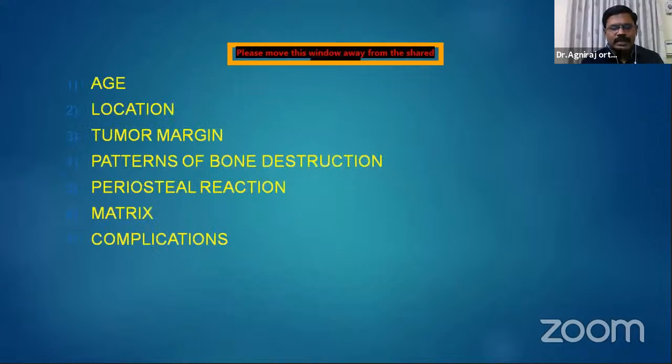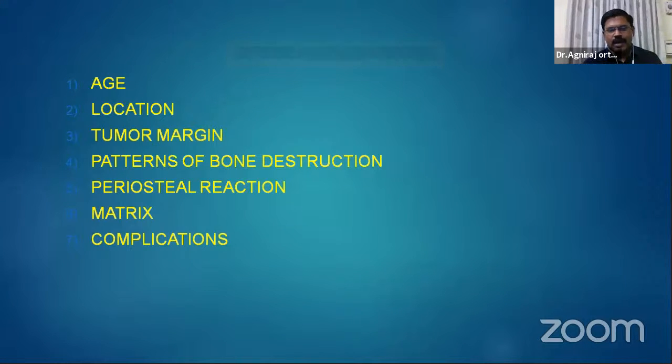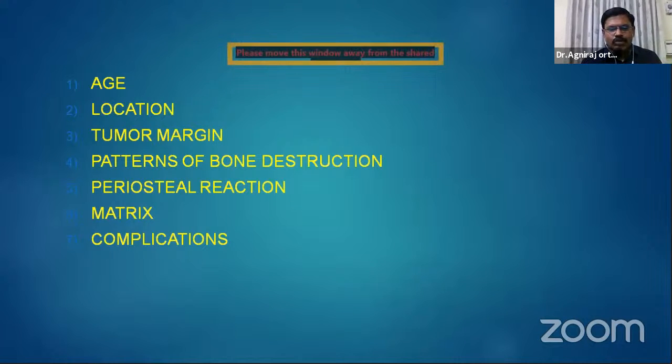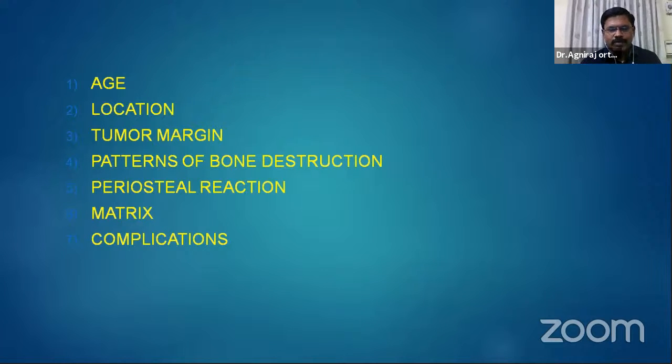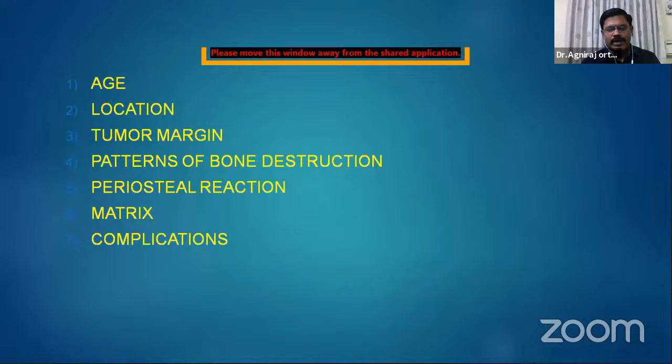So based on these factors, only these 7 things I'm going to discuss. It will be only a half an hour class. First, age and location. Then the tumor margin or zone of transition: whether it is narrow or wide. And what the tumor is doing to the bone, what destruction it is making, the patterns of bone destruction. There are 3 types, we will see them one by one: geographic, moth-eaten, and permeative.